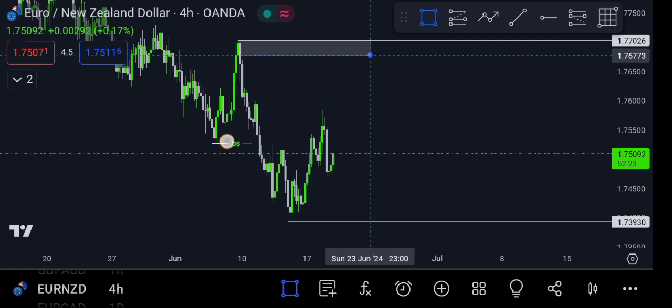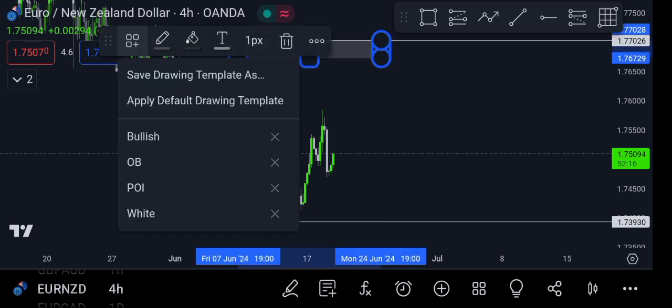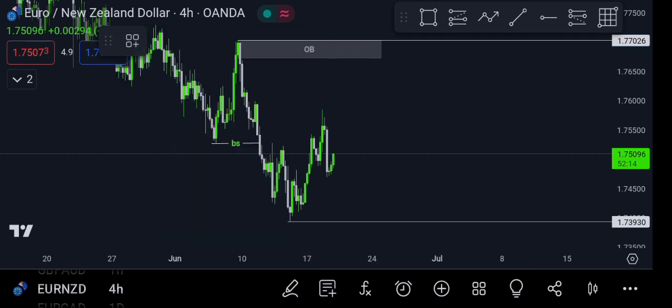This is an extreme order block, guys. This order block wasn't mitigated, as you can see.